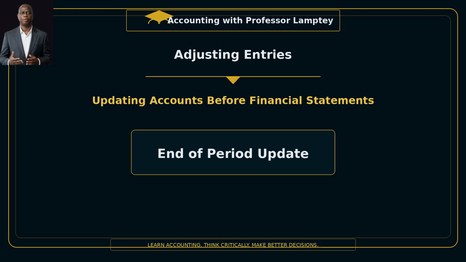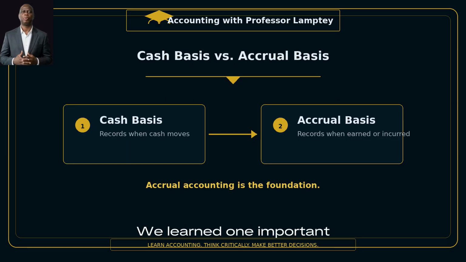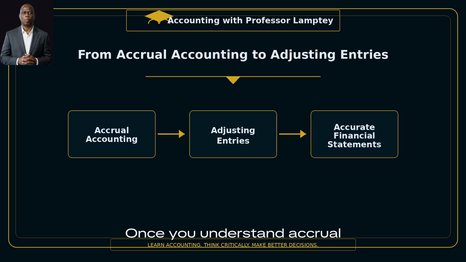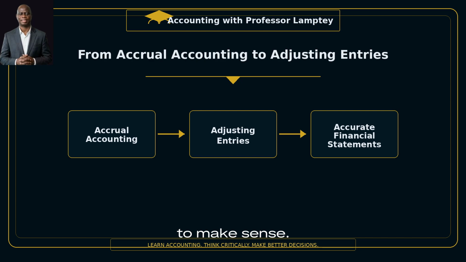In the last video, we talked about cash basis and accrual basis accounting. That lesson is very important because it prepares us for today's topic, adjusting entries. We learned one important idea. Cash basis records transactions when cash moves, but accrual basis records revenues when earned and expenses when incurred. That difference is the foundation for adjusting entries. Once you understand accrual accounting, adjusting entries begin to make sense.